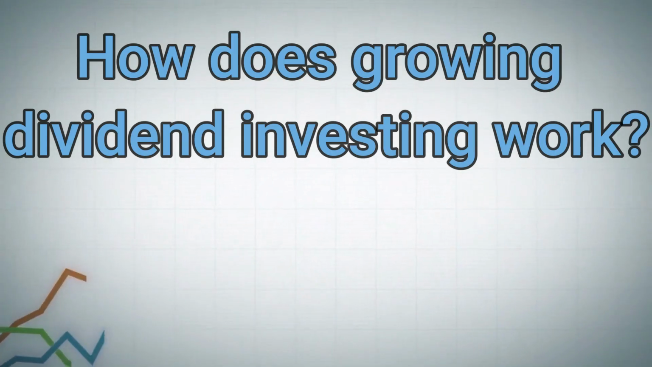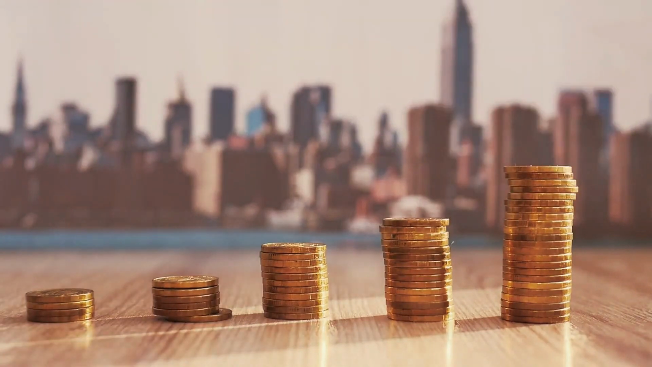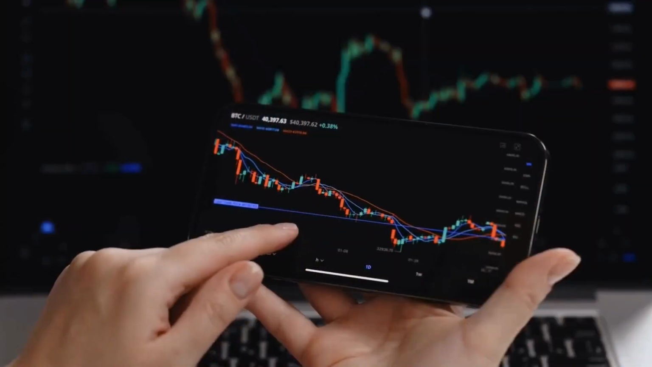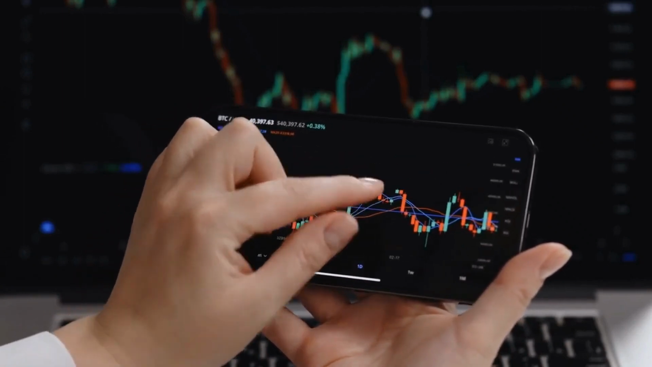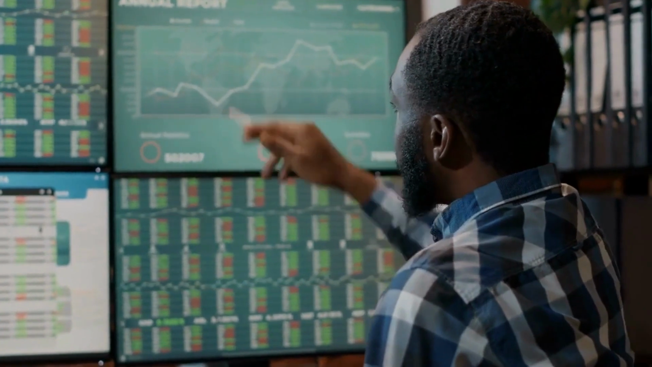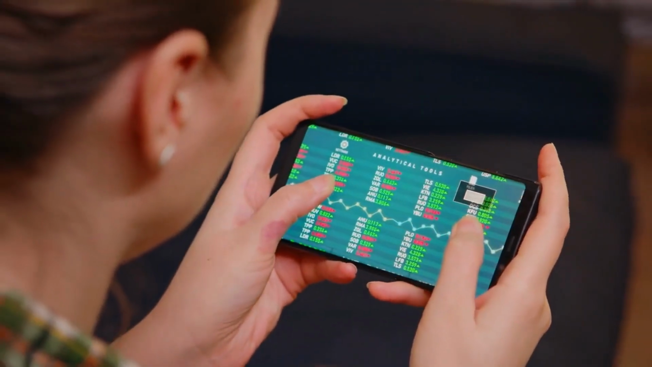How does growing dividend investing work? Growing dividend investing is a popular strategy with many investors. It involves buying shares of companies that have a history of paying regular and growing dividends. Another component is to use the payouts to reinvest in the company's stock or in the stock of other companies with a similar dividend history. The objective is the compound growth of the investment portfolio. Although dividend growth investments are generally recognized as having low volatility, no investment or payment of dividends is guaranteed.